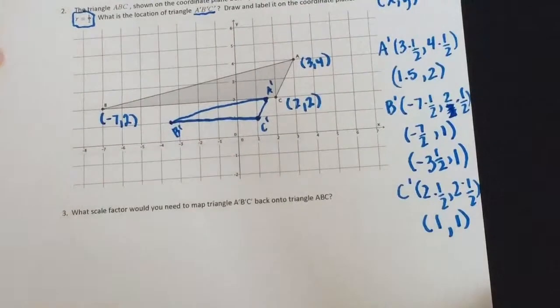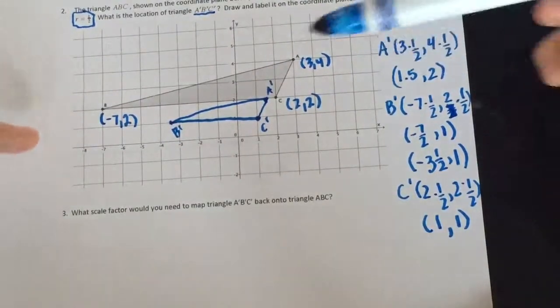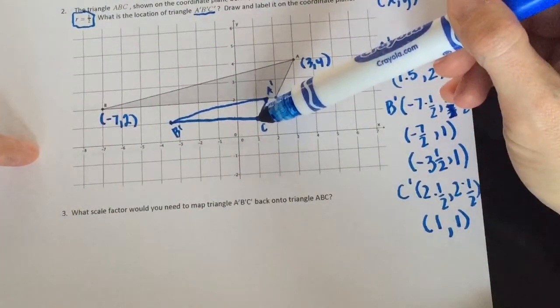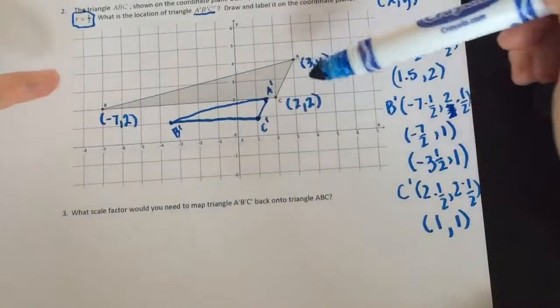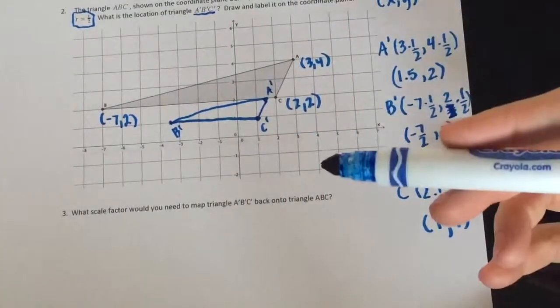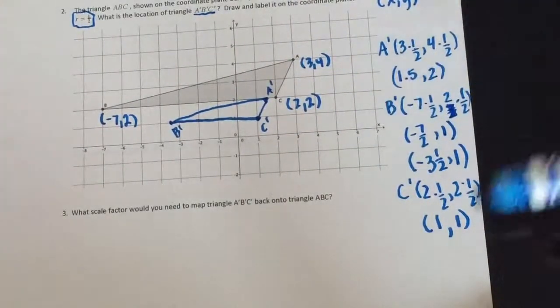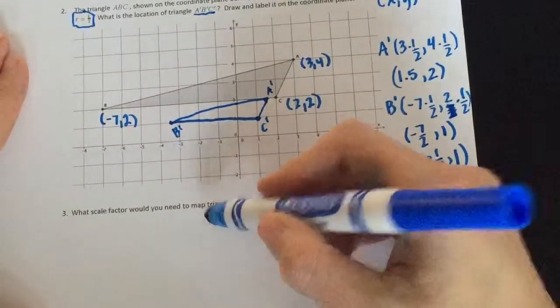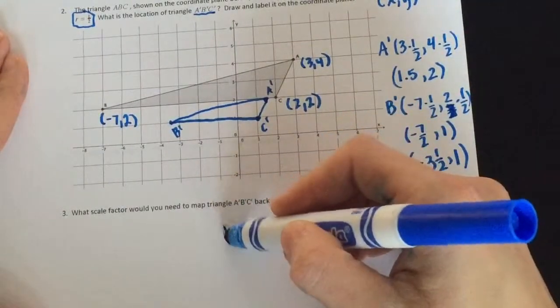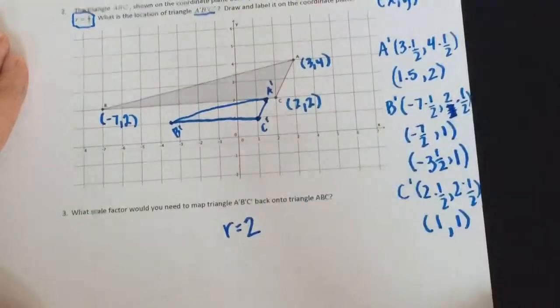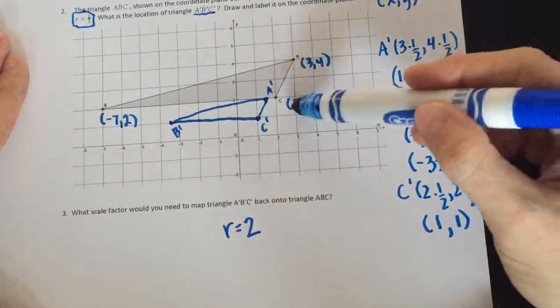And then for question 3, what scale factor would you need to map this triangle A prime, B prime, C prime back to the original? And since you're wanting to move back, you would use the reciprocal of 1/2, which is 2, because you'd work backwards.